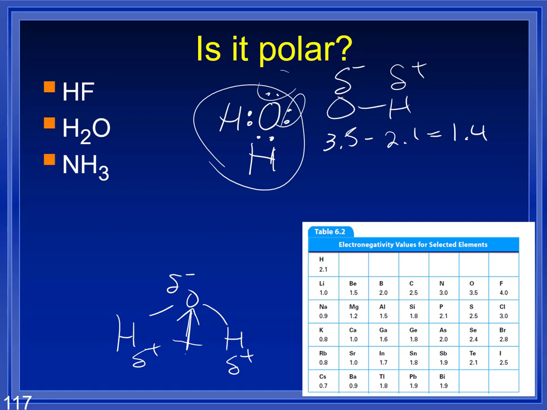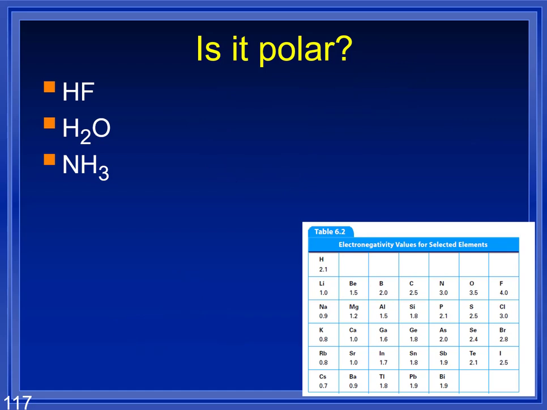What about NH3? Once again, the first step is figuring out how to build it. So N with 5 dots, 3 H's with 1 dot apiece can all fit on. No sense doing any math. This is what it's going to look like.